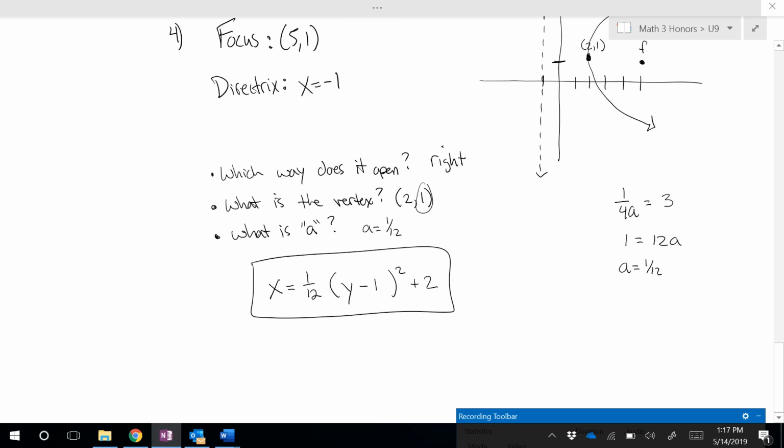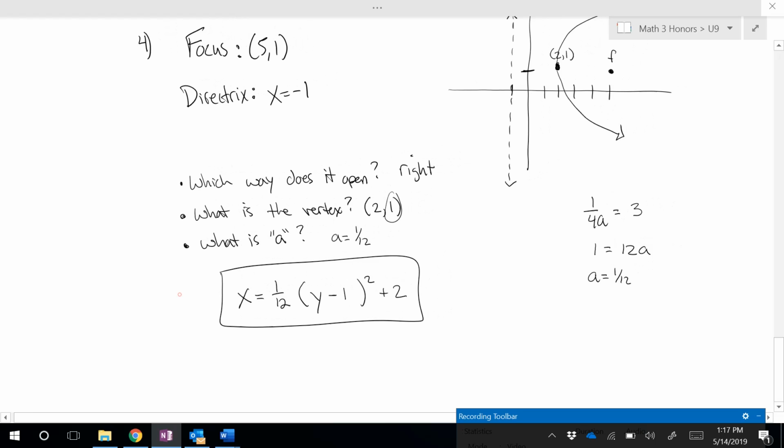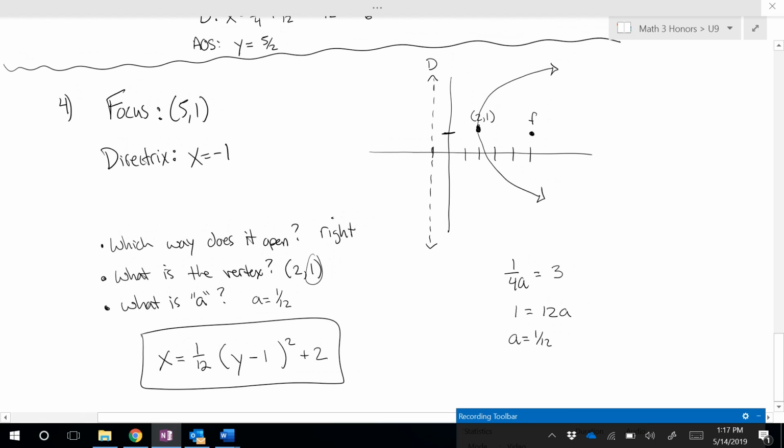I want to go over one more example with you, but before, yeah, go ahead. How did I solve for A? So remember our formula 1 over 4A? Usually we don't know how far our vertex is from our focus, and so we know A, so we plug it in to find our distance. Here we know the distance, so we can use that to find our A.